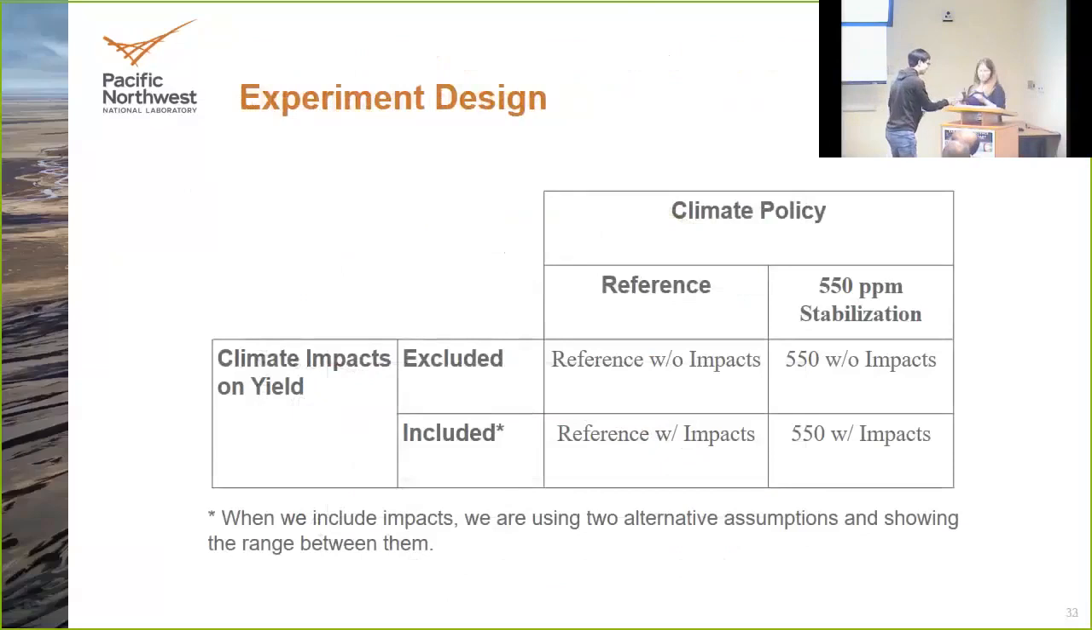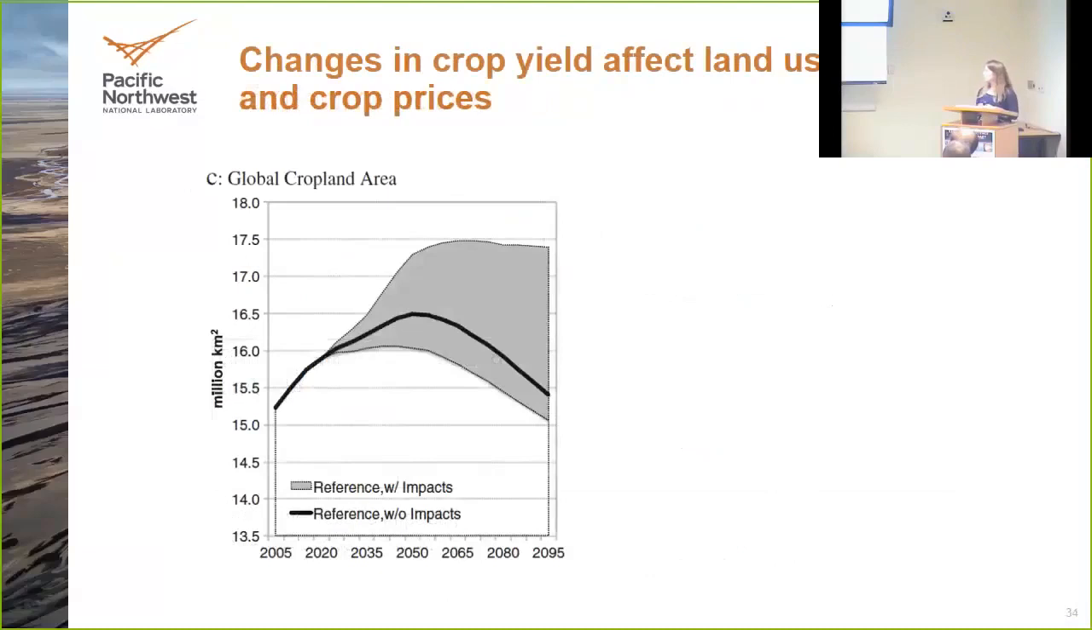Got it back. Yes. With and without climate mitigation. And then we're going to do it with and without these climate impacts. And then we're going to compare the two. So what happens when you change that? This here is showing you global cropland area. The black line is with no impact. The gray area is the range between that most increase and most decrease that I've shown.